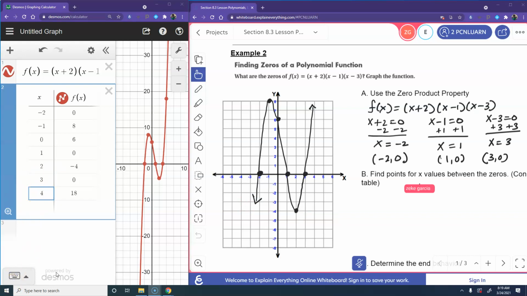I'm going to make the table right here, just so you know what we did. So our table here is negative 2, 0, negative 1, 8, 0, 6, 1, 0, 2, negative 4, and then we have 4, 18. There was our table.